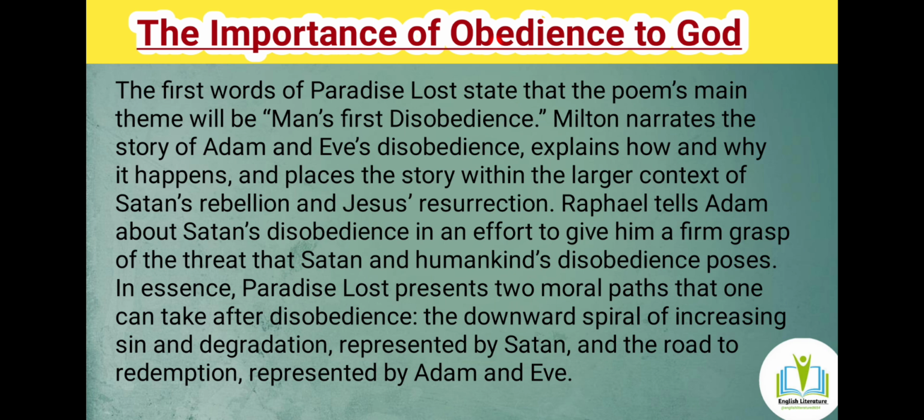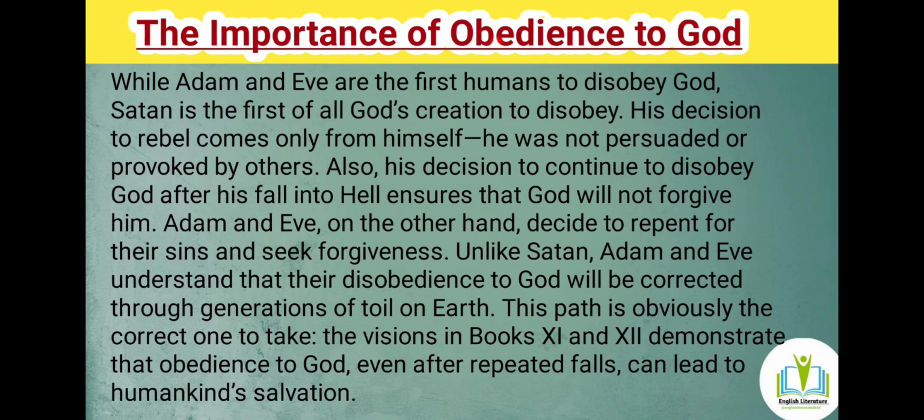In essence, Paradise Lost presents two moral paths that one can take after disobedience: the downward spiral of increasing sin and degradation represented by Satan, and the road to redemption presented by Adam and Eve. While Adam and Eve are the first humans to disobey God, Satan is the first of all God's creation to disobey. His decision to rebel comes only from himself. He wasn't persuaded or provoked by others. Also, his decision to continue to disobey God after his fall into hell ensures that God will not forgive him.